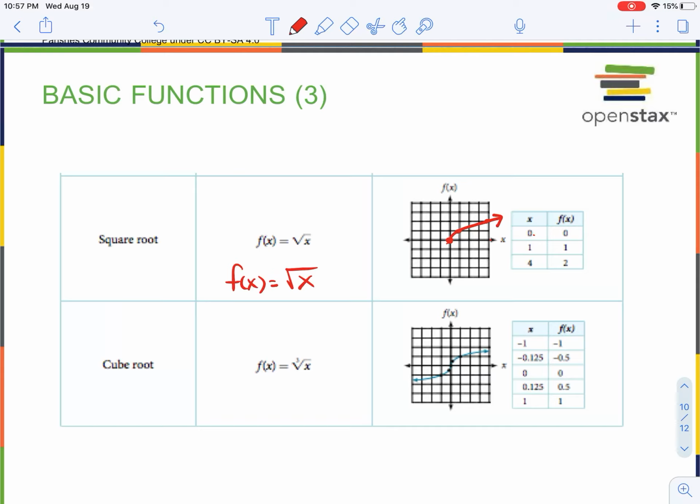And it goes to the right, you can draw the arrow, but on the left-hand side you can't, because, again, there are no numbers on this side of the graph, because you can't have a square root of a negative number.